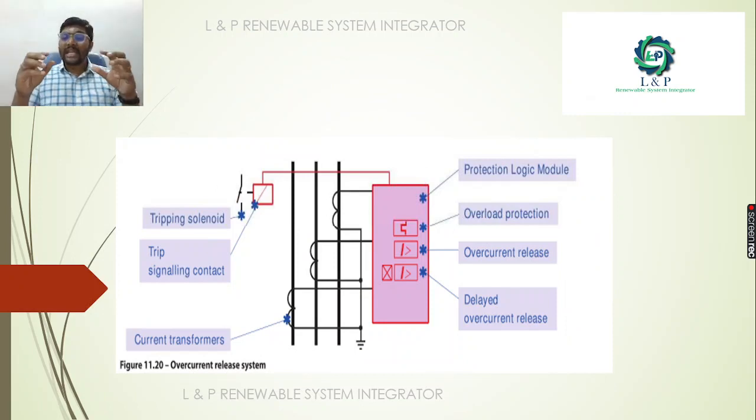Most importantly, apart from under voltage, we also have overcurrent release systems. When you look into the overcurrent release system, you will have a protection logic module, overload protection, overcurrent protection, and delayed overcurrent releases. We often have current transformers, a tripping solenoid, and a trip signaling contact.